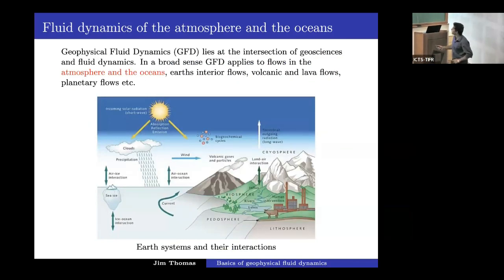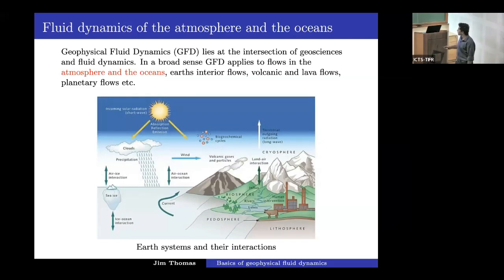So geophysical fluid dynamics, in a broad sense, refers to fluid dynamics and geoscience as a real intersection. So in that sense, it's very broad. It applies to not just flows in the atmosphere and the ocean, but also to magma, lava, all these flows in the Earth's interior, and even planetary flows and so on.